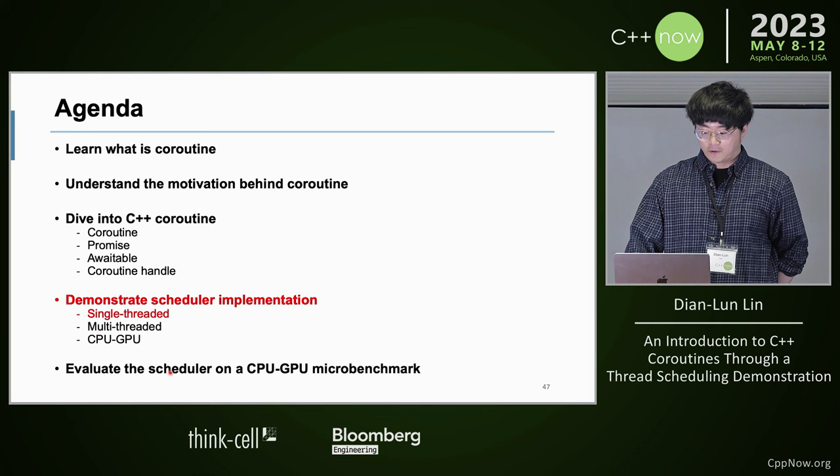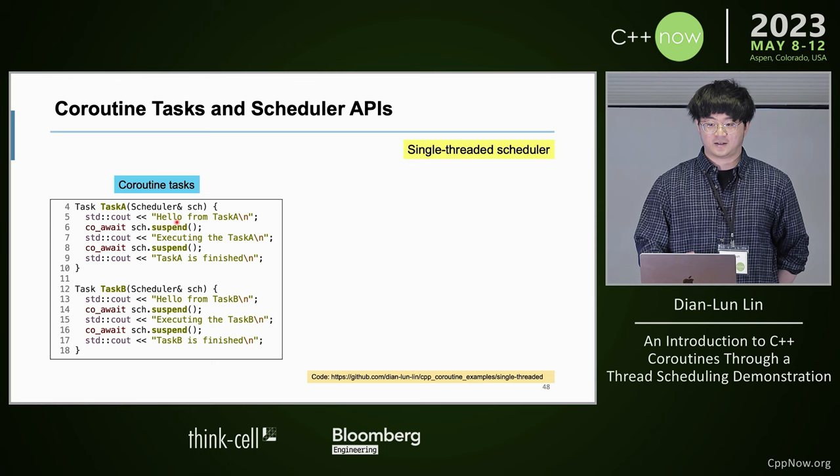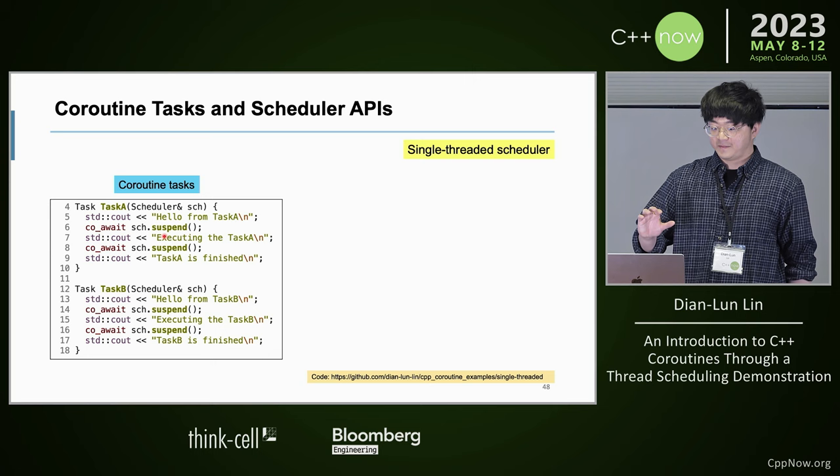All right, single threaded. Before I dive into the scheduler implementation, let's talk about what coroutine tasks I want to schedule first. The code shown on the left is two coroutine tasks. This is test A, and it takes a scheduler as argument. Inside test A, I will print out hello from test A. And then I will call wait, suspend. This suspend simply returns suspend always. So I always suspend and go back to the caller.